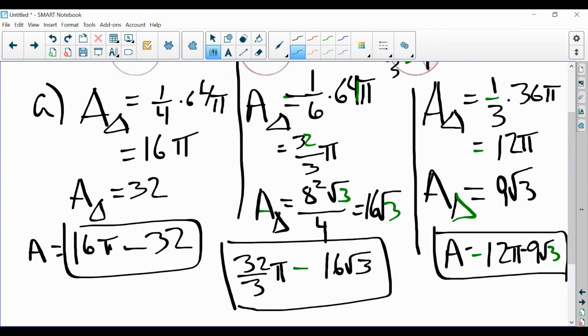Okay. All right. And that's what we got for sectors and segments.